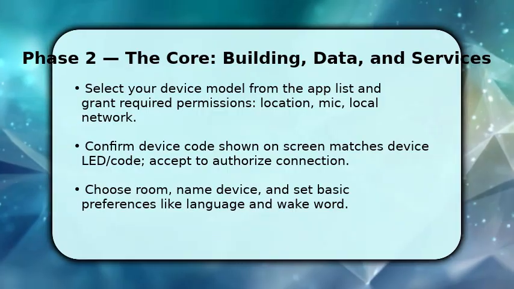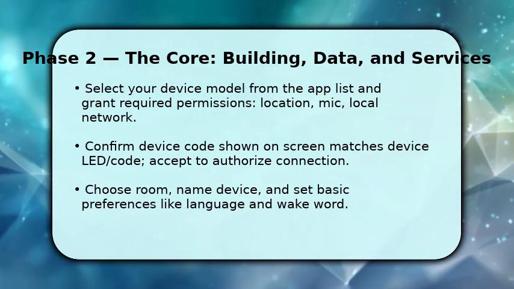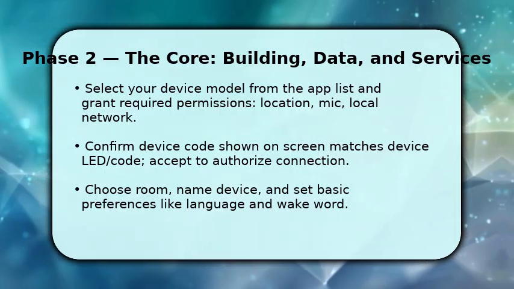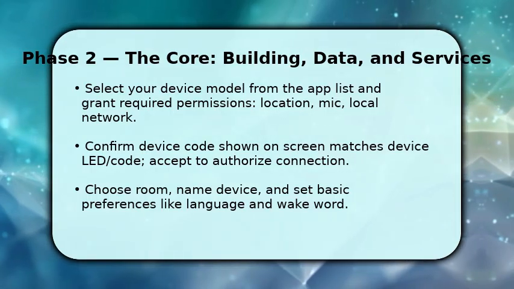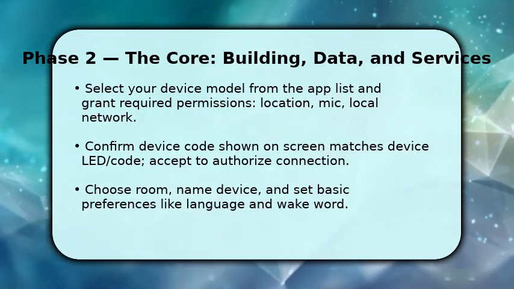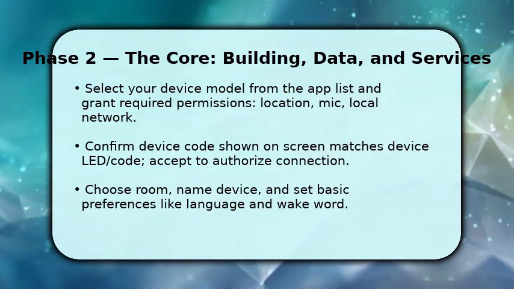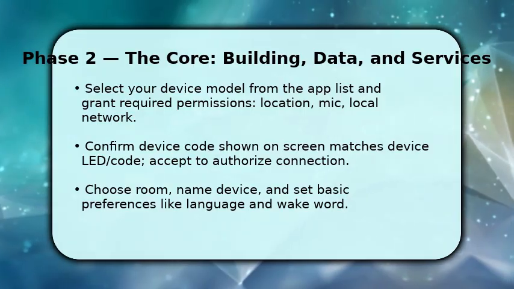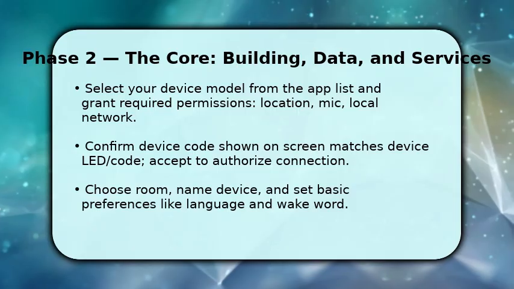You now authorize and configure. Select the exact model shown in the app list. Once selected, grant permissions: location, microphone, and local network access to enable discovery and voice control. Then compare the device code displayed in the app with the LED or on-device code. When they match, accept to authorize.